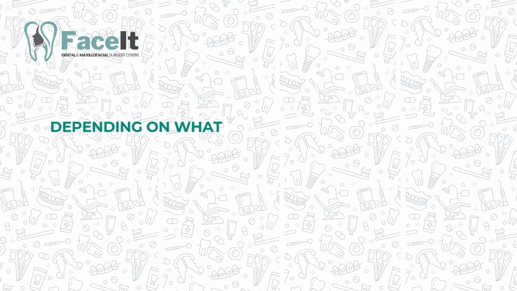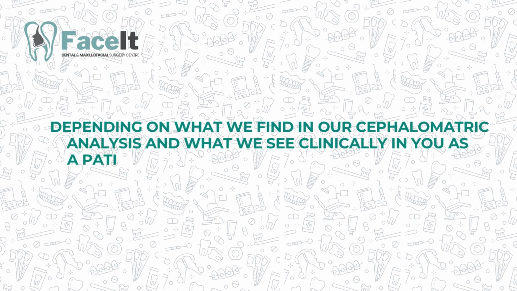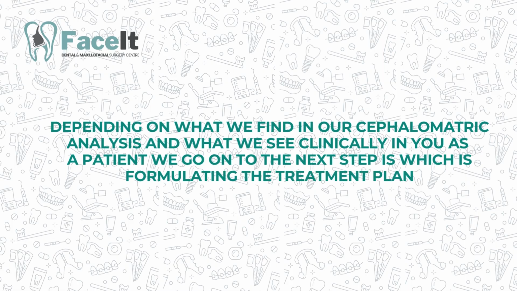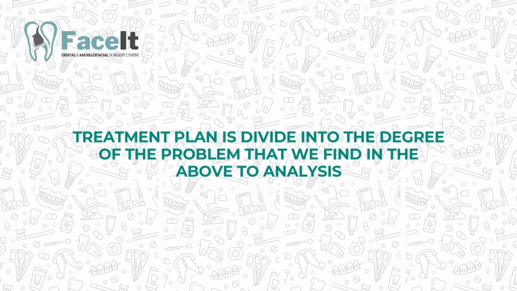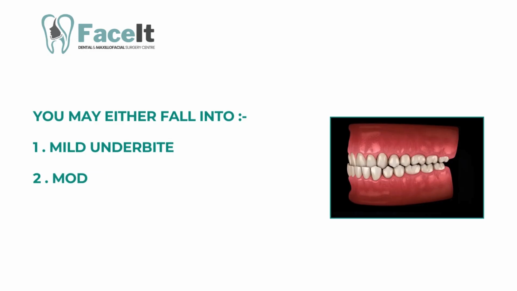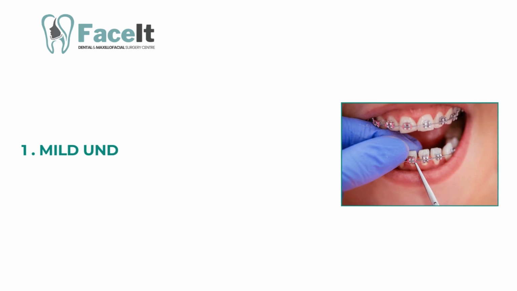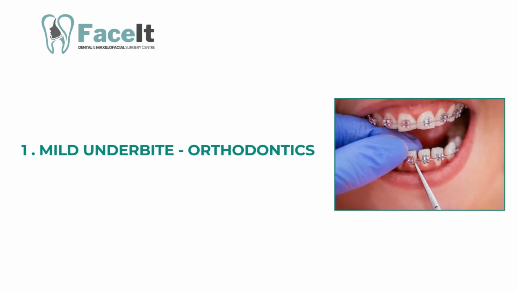Depending on what we find in our cephalometric analysis and what we see clinically in you as a patient, we go on to the next step, which is formulating the treatment plan. The treatment plan is divided into the degree of the problem that we find in the above two analyses. So you may either fall into mild underbite, you may fall into moderate underbite, or you may fall into severe underbite category. Well, the first category, which is mild, can be easily handled by braces or orthodontics alone.